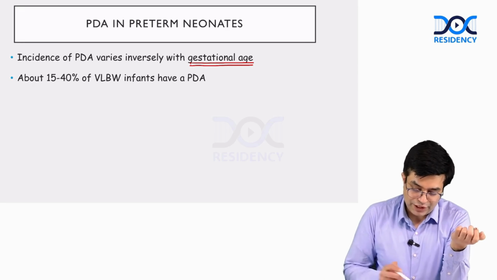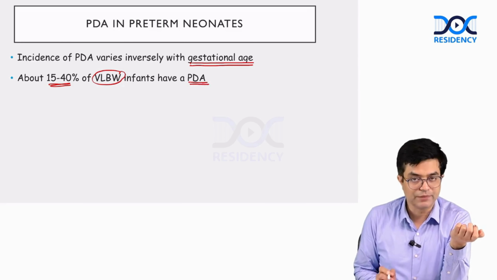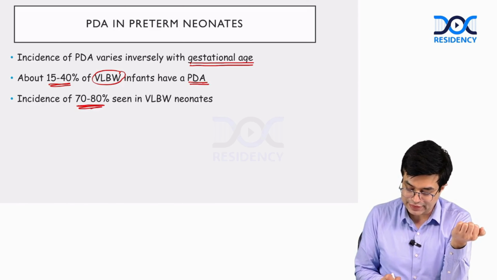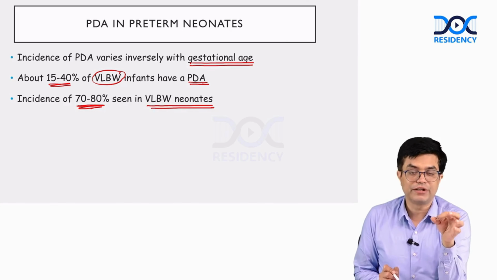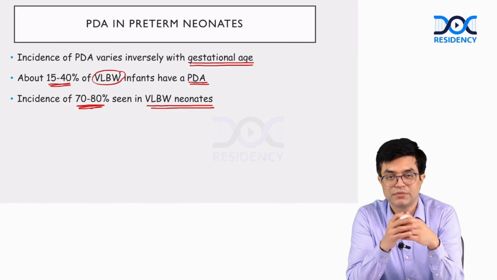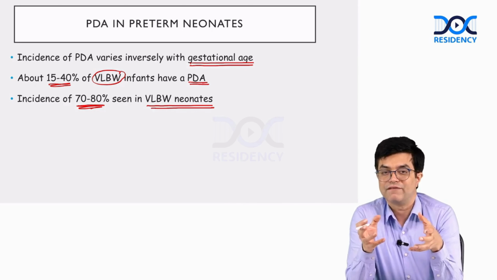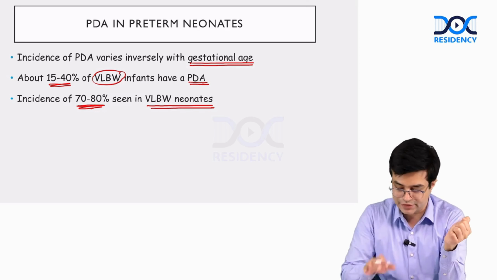About 15 to 40% of very low birth weight infants are found to have a PDA. And incidence of 70 to 80% is seen in these very low birth weight newborns. So very low birth weight means birth weight less than 1.5 kg. About 75% on average will have a PDA. Now, whether it will be significant or not, we will see in some time.